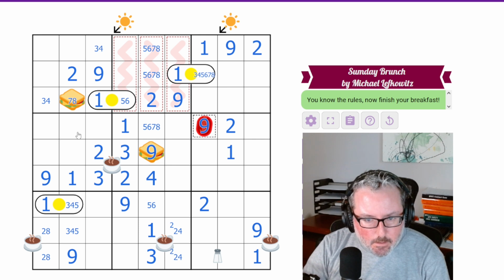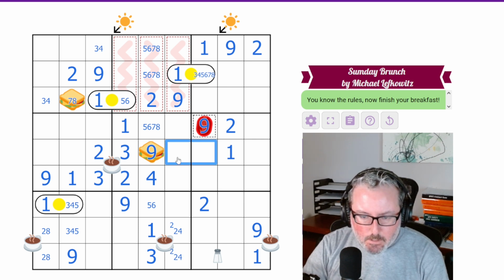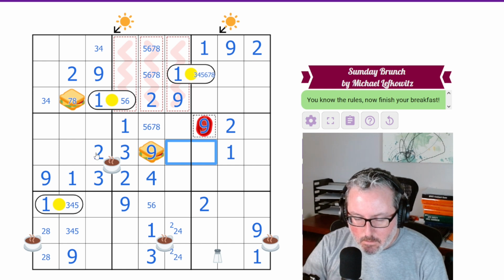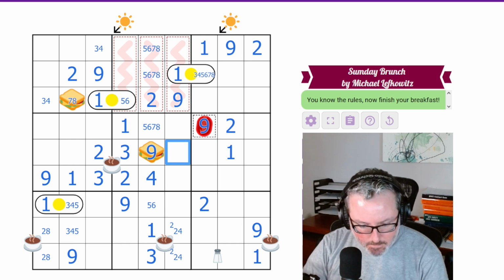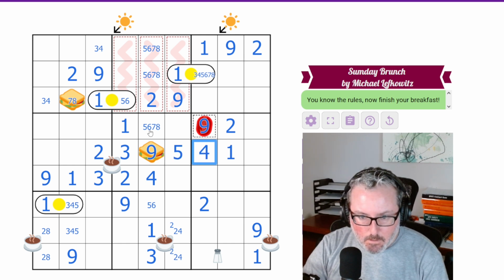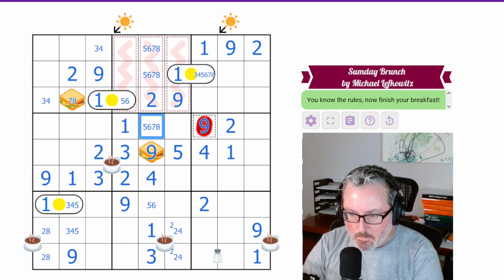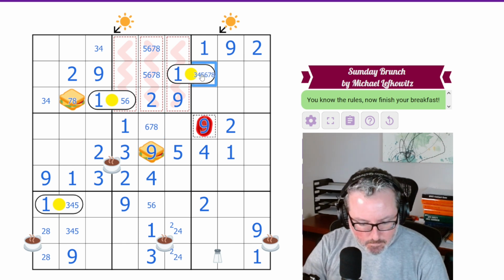So is there anything else we can do with maybe these sumwiches? Well, we know these two digits have to equal 9. And it can't be 8, 1. It can't be 7, 2, and it can't be 6, 3, so it has to be 5, 4. So this has to be a 5, this has to be a 4, which removes a 5 from here and a 4 from here.